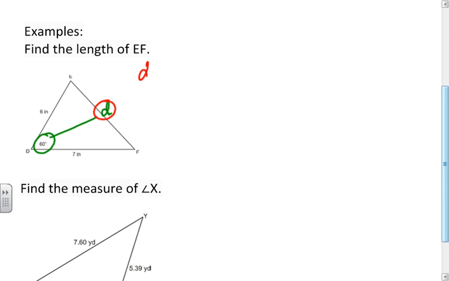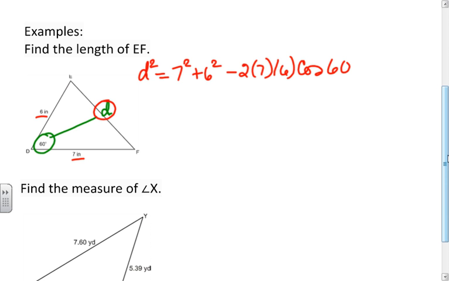So I'm going to start with d squared. That's equal to the 2 sides squared minus 2 times those sides times the cosine of 60. Now be very, very careful with your order of operations. This all needs to be multiplied before you subtract it from that sum.